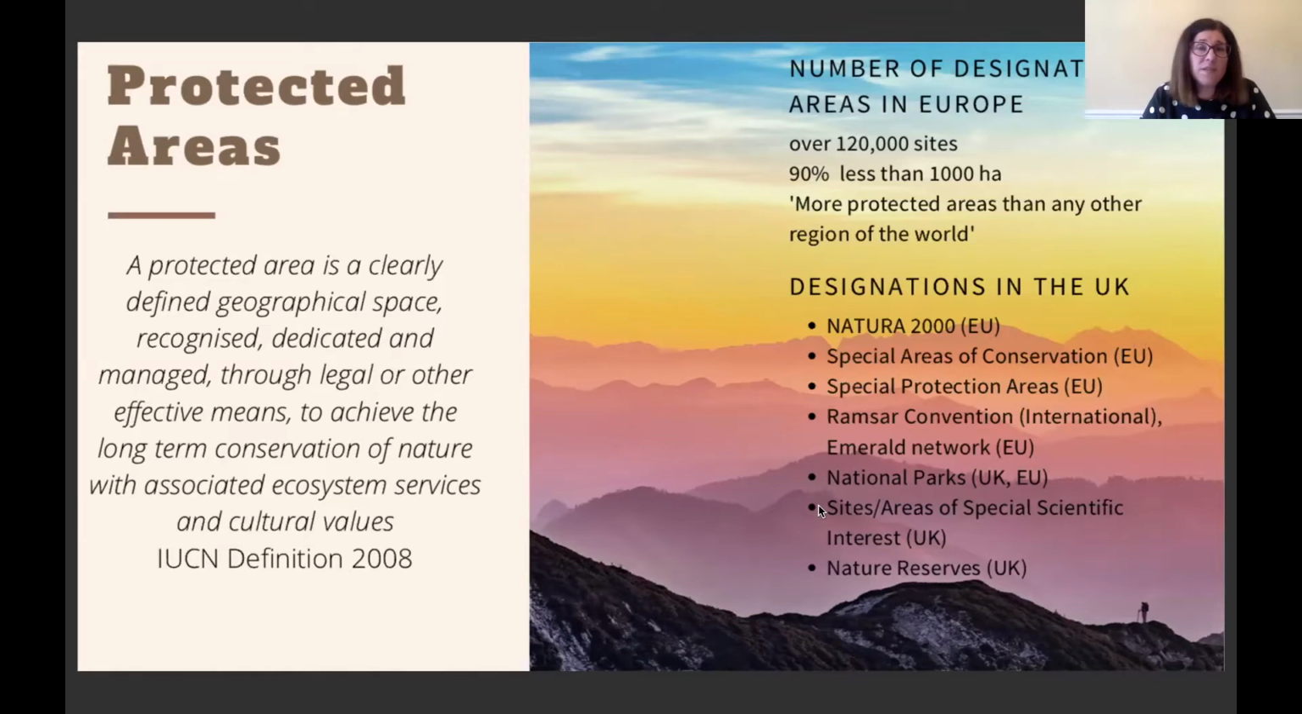Europe is a very good example for designation of protected areas. We have over 100,000 sites. It is in proportion the largest number of protected areas across the world for a specific region. In the UK, we have a lot of designations. From the European Union, we have the Natura 2000 framework. From the UK, we have, for example, the sites of special scientific interest, our nature reserves, our national parks. But we also have international designations like the Ramsar Convention, the wetlands.